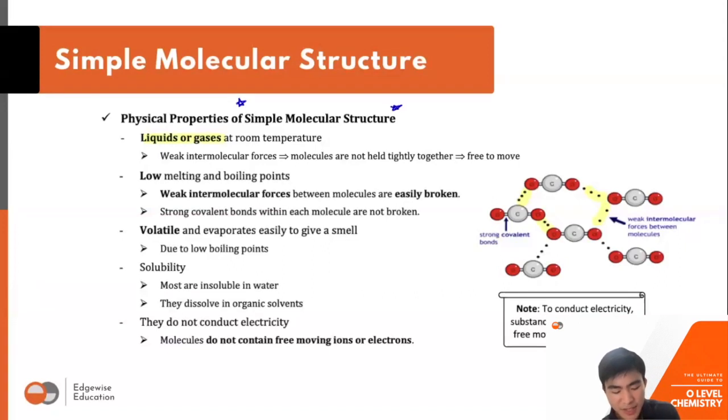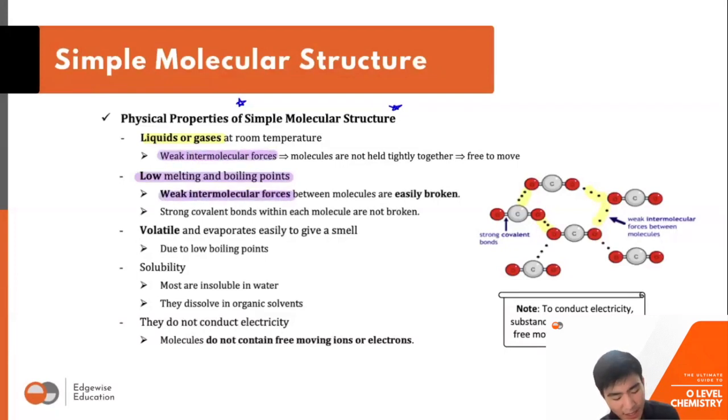Simple molecular structures are so simple that if I use a little bit of energy, they can break apart and become liquid or gas. The explanation is over here. Go and read. Weak intermolecular force means that little energy needs to overcome it, and hence they are free to move. Once again, the explanation is the same. Low melting and boiling point, because of the weak intermolecular force. Remember, always come back to this point.